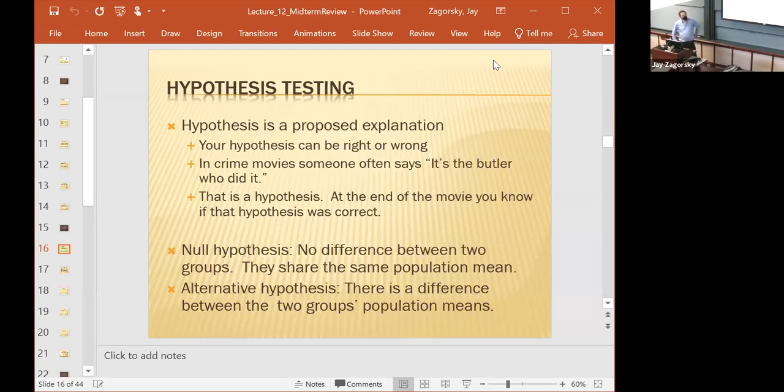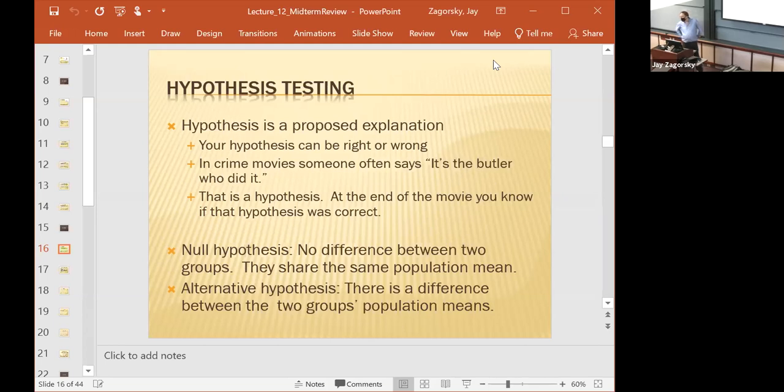So in crime movies, there's always at the very beginning, someone says, it's the butler who did it. And then of course, it's never the butler who did it, okay, at the end of the movie. But the hypothesis is, it's the butler who did it. No, you've never seen crime movies where they say the butler did it? Okay. So if the hypothesis is correct, you know it, the butler admits what happens. And sometimes the hypothesis is wrong.